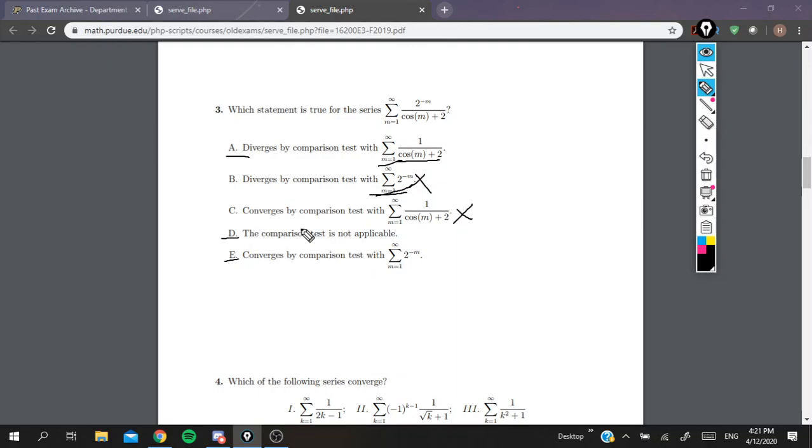Let's try comparing this to this, since it's a little bit easier. We can do either a direct comparison or limit comparison. I think either is fine, but I'm going to use direct comparison here. So first, let's write the series out. There's this, and the actual series here.